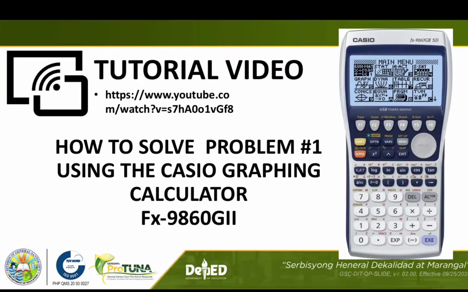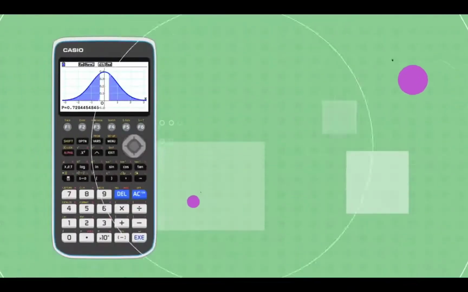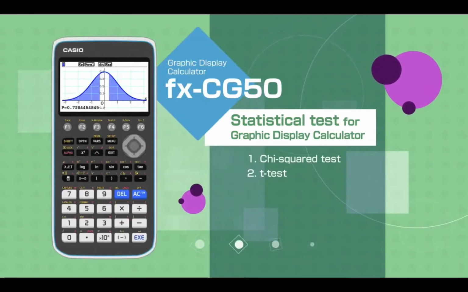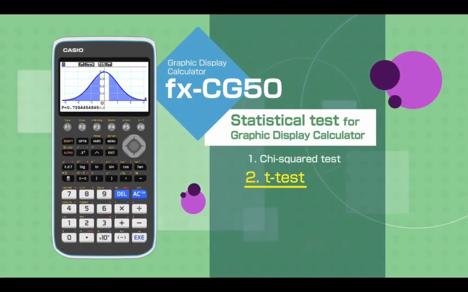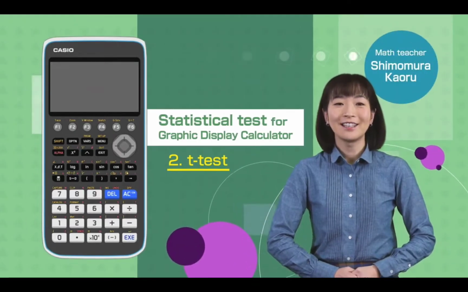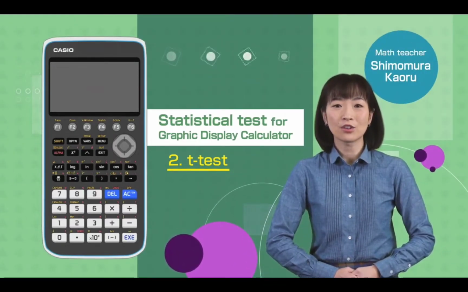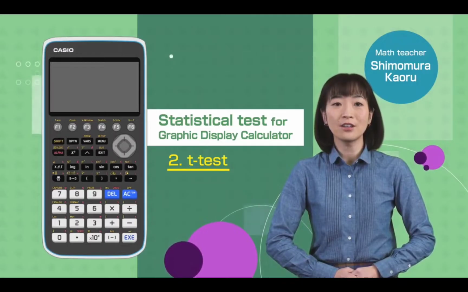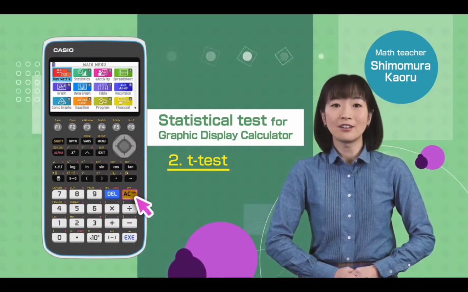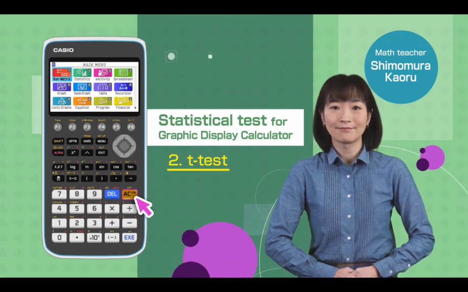Now let's demonstrate how to use the graphing calculator in solving problem number 1. Statistical test for graphic display calculator. 2. T-test. Hi everyone! In this video, we are going to show how to calculate the t-value using the Casio FX-CG50. Switch on your calculator, pressing the AC button.